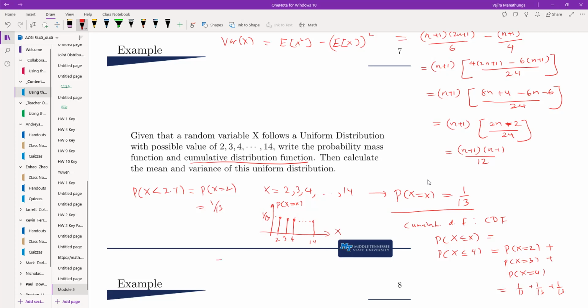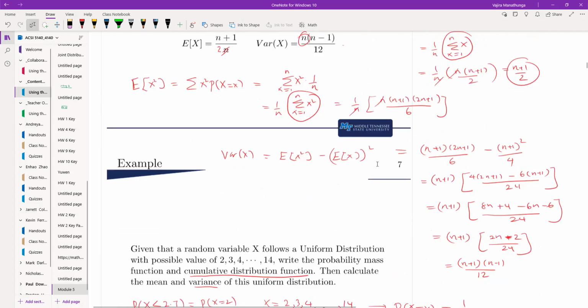Okay. For example, if I want to calculate Ex, that's going to be sum x. So now this one starts from 2. Okay. 2 times 1 over 13, all the way up to 14 times 1 over 13. So since it's not from 1, you have to do some modification and get the answer. The same for the variance. Okay. So you can't use this formula right away.